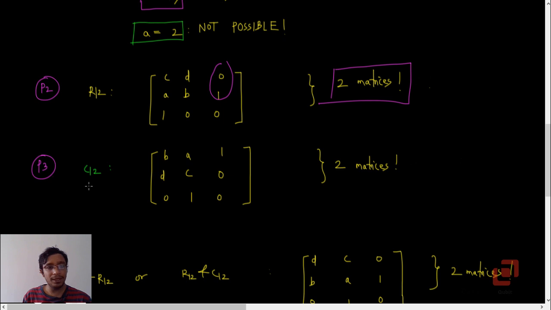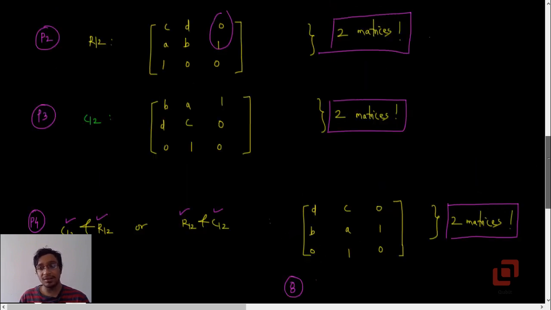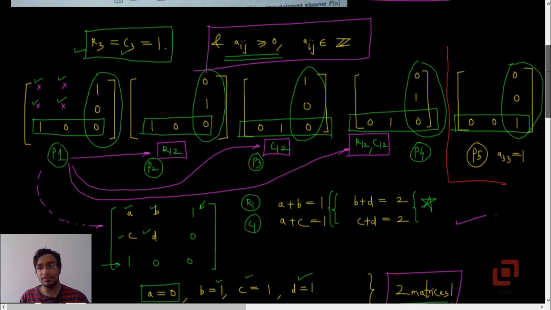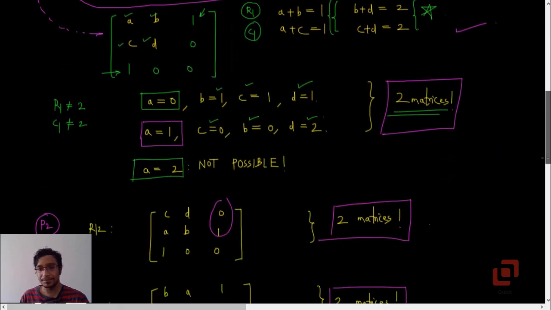2 matrices for P3 where you interchange the first 2 columns. Okay, and for the fourth possibility, that is you perform C12 R12 in succession or R12 and C12 in succession, that doesn't matter, you will get two more matrices. Okay, now having obtained these 8 matrices, let us now consider the last possibility, that is possibility 5. Okay, wherein we have 0 0 1 and 0 0 1 there, right?